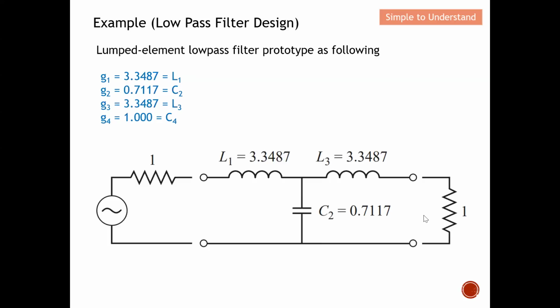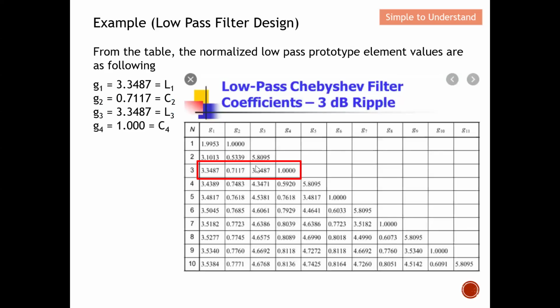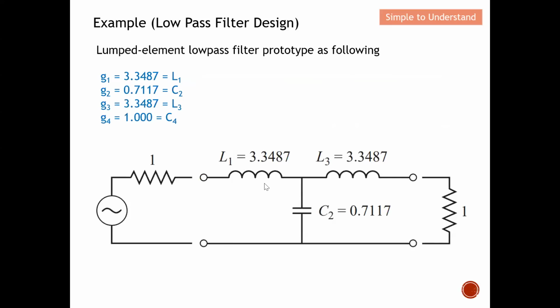I'm not going to discuss the load side further, but I mainly want to concentrate on these three lumped elements over here. These values are simply obtained from the table. Let's say if you want to use a 3 dB ripple, then you copy the 3 dB ripple values. If you want 0.1 dB ripple, again you just copy whatever values are on the table and put them into the components over here. So this is the first task.